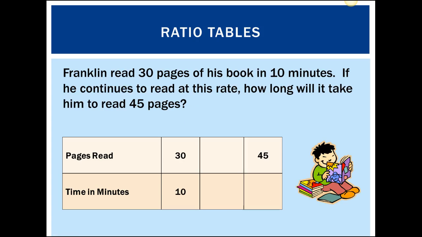Let's try one more problem. Franklin reads 30 pages of his book in 10 minutes. If he continues to read at this rate, how long will it take him to read 45 pages? If we look at trying to get from 30 to 45, we find we can't get there easily. There is no number that I can either multiply or divide by that will take me directly from 30 to 45. When this happens, I know that I must scale or reduce the fraction.